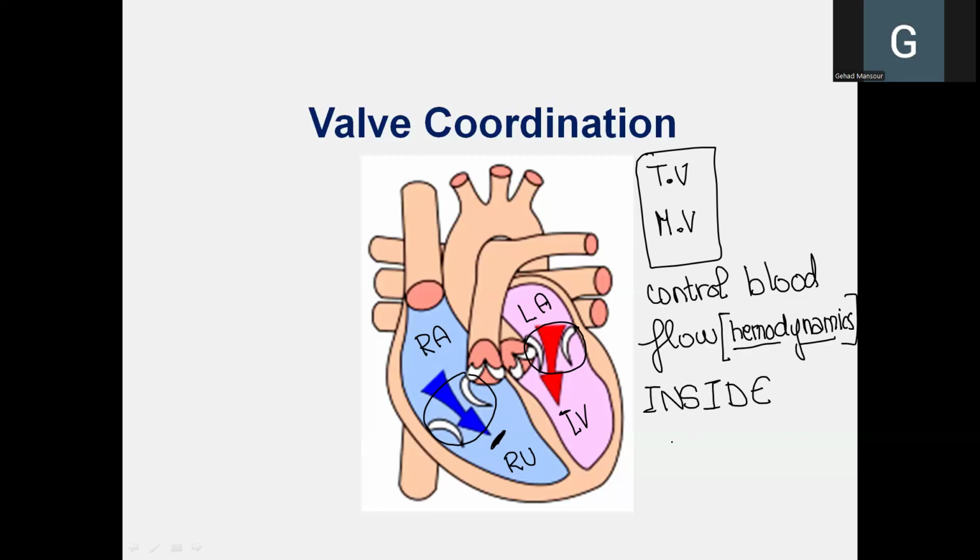What do we mean by inside the heart? We mean that it is from one chamber of the heart to another. Inside the heart means from the atrium to the corresponding ventricle. So blood is actually flowing in between the chambers of the heart. This is concerning the tricuspid valve and the mitral valve.